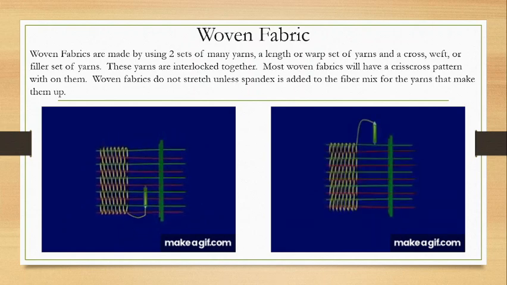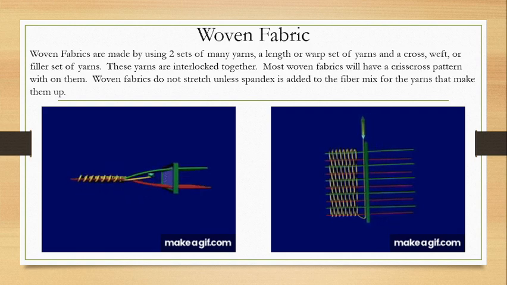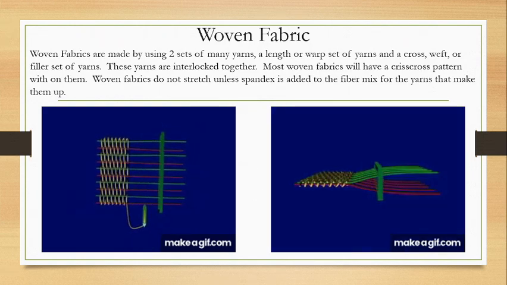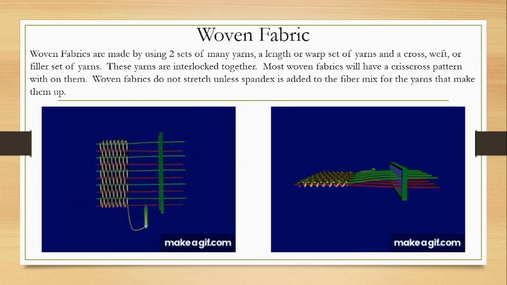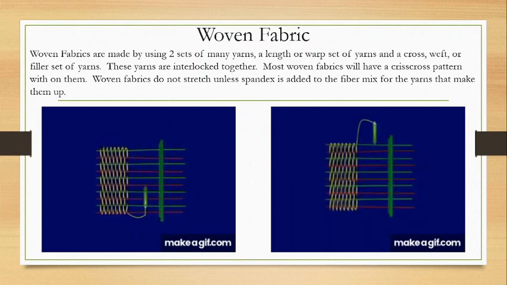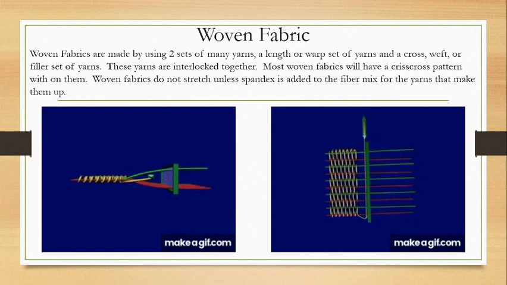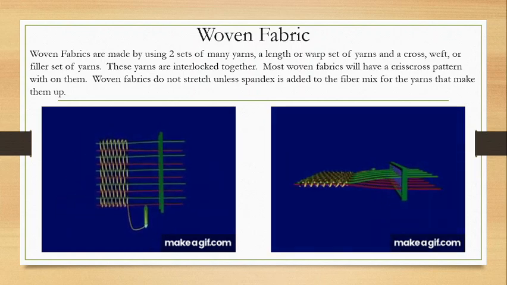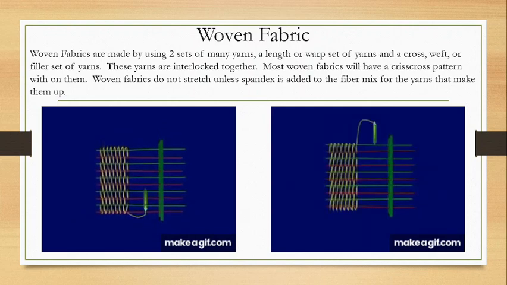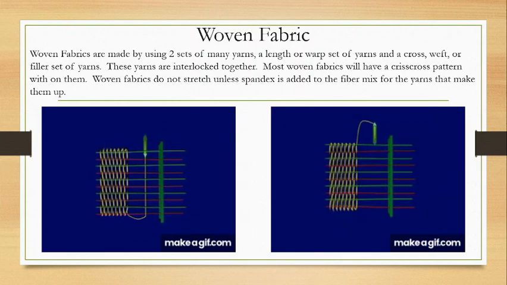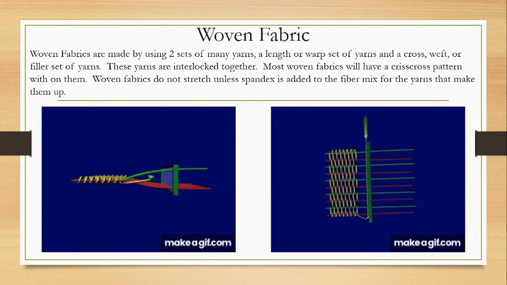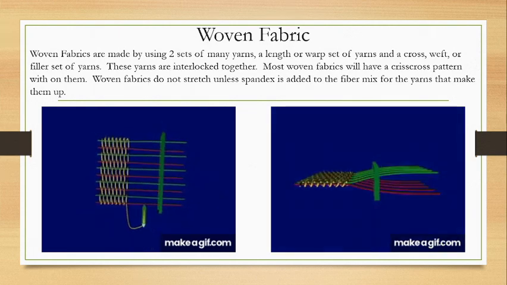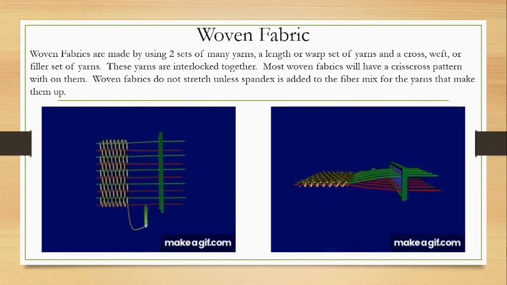Spandex will make the yarns themselves stretchy and will allow woven fabrics to be stretchy. So it used to be a lot easier to tell the difference between a woven and a knit, because any fabric that did not stretch was automatically a woven, which is still true. So if a fabric does not stretch, it's probably a woven. If it does stretch, it could still be a woven. And that is because of spandex.